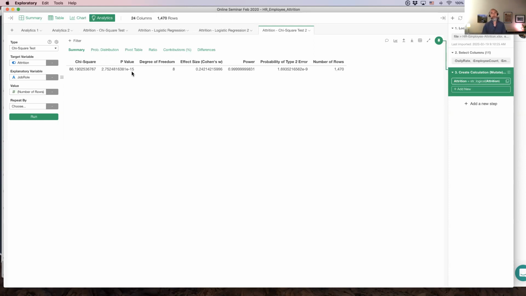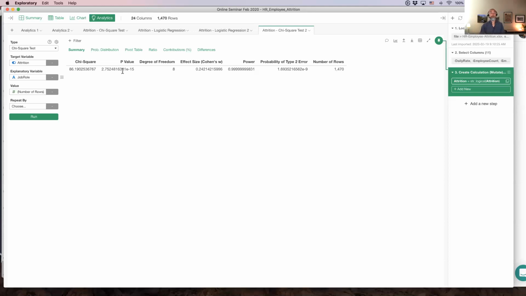This is called scientific notation. This means 0.0000015 times 2752. So that's what that means. It means it's very close to zero, a very tiny number. So again, if the p-value is close to zero, that means we can reject the null hypothesis.